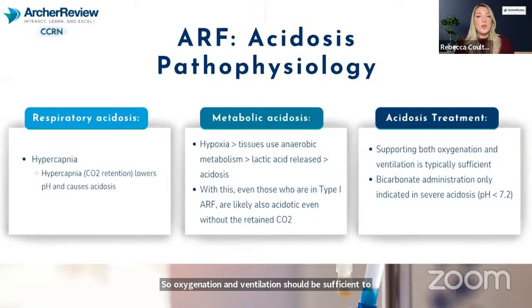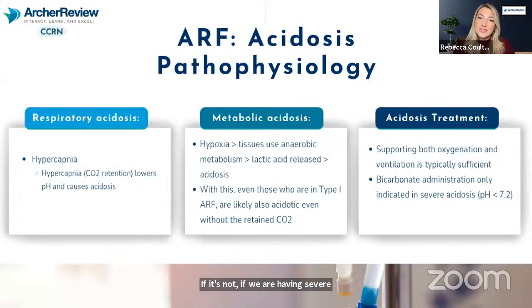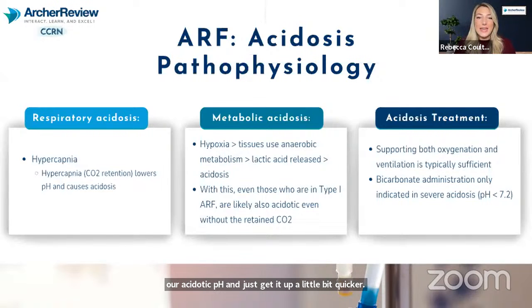If it's not, if we are having severe acidosis with a pH under 7.2, maybe even a little bit lower, kind of depends facility to facility, we will consider bicarbonate administration just to, in the moment, help with our acidotic pH and just get it up a little bit quicker. We do kind of want to avoid this if we can. Bicarb is really just a Band-Aid to help soothe our pH, but it's not actually doing anything for our patient. We need to fix the cause.